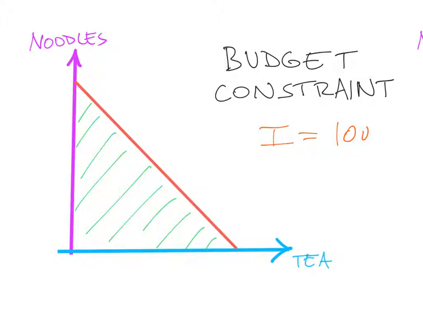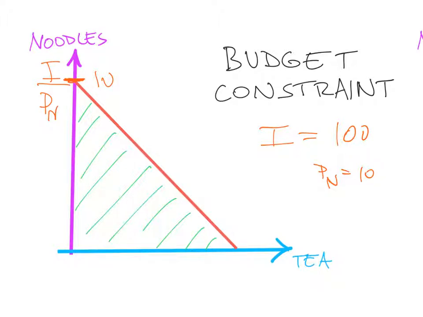How would I find this point? You tell me. That is the amount of noodles that I could buy if I spent all my income on noodles. How would I find the value of that point? Use the income over the price of noodles. I would take the income I have, $100, and divide it by the price of noodles. So if the price of noodles is 10, this would be 10.